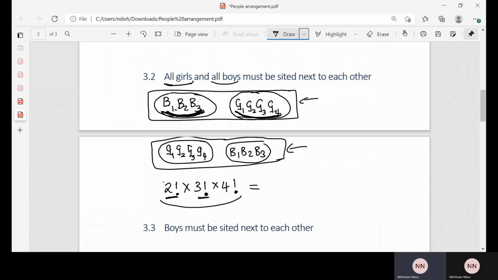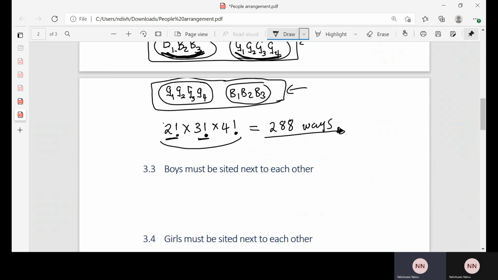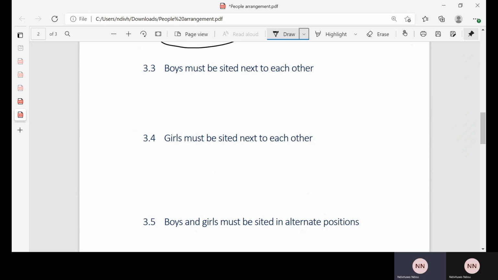So we can use a calculator to determine the answer. So it's 2 factorial times 3 factorial times 4 factorial. This will give us 288 different arrangements that these people can sit. Okay, I hope that was clear. Let's come to 3.3.